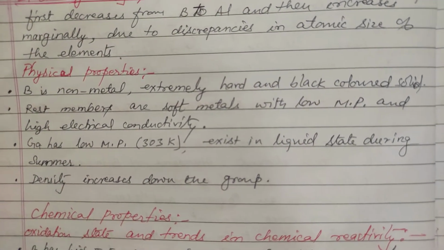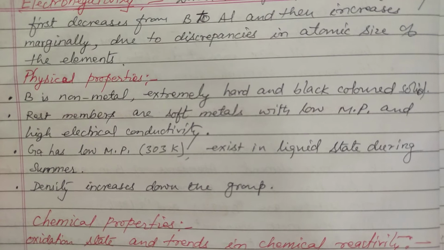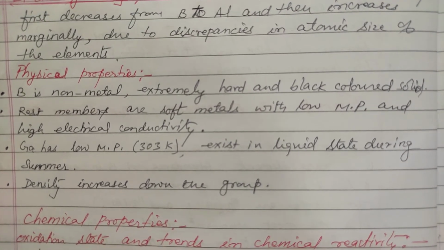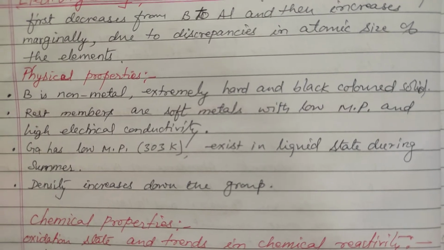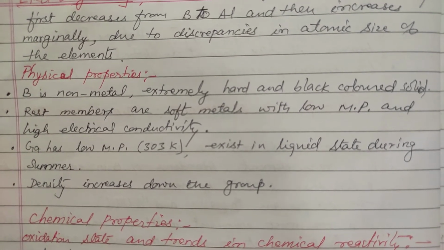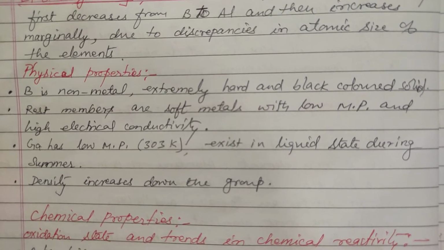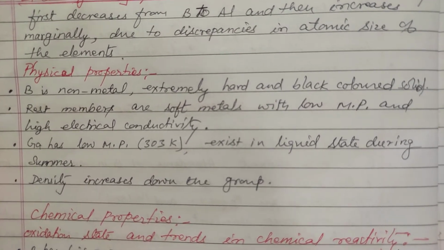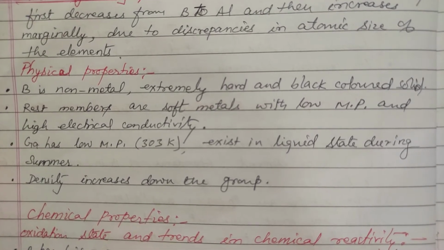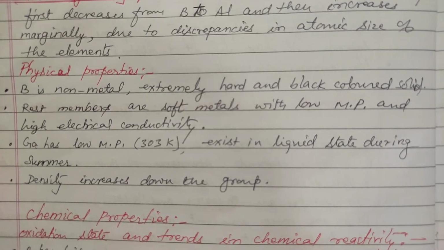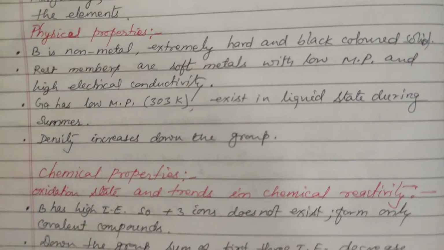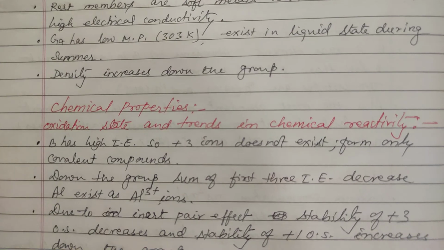Now come to the physical properties. Boron is a nonmetal, an extremely hard, black colored solid. But the rest of the members are soft metals with low melting point and high electrical conductivity. Gallium has a low melting point, 303 Kelvin, and exists in liquid state during summer. Density increases down the group.